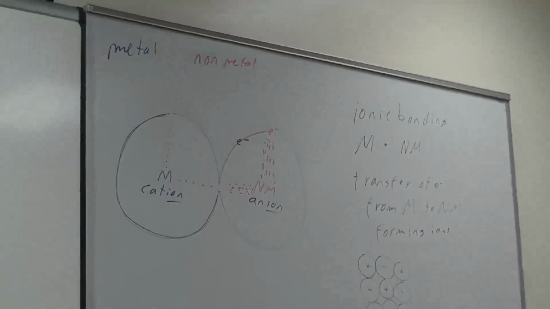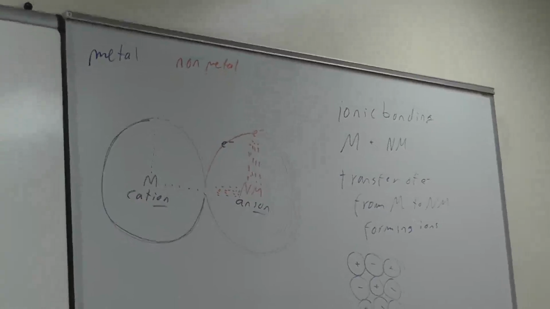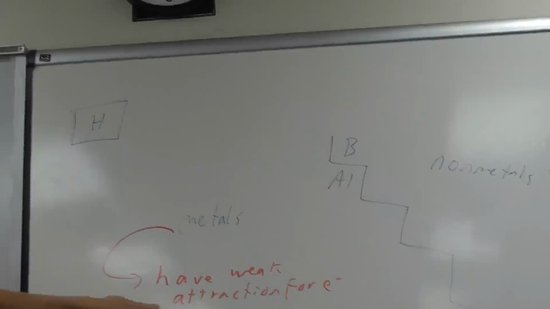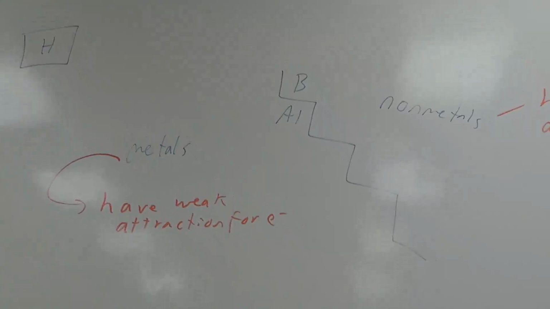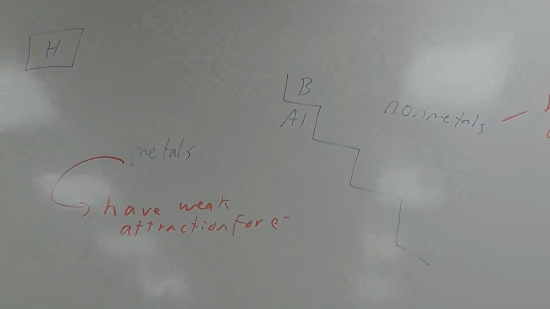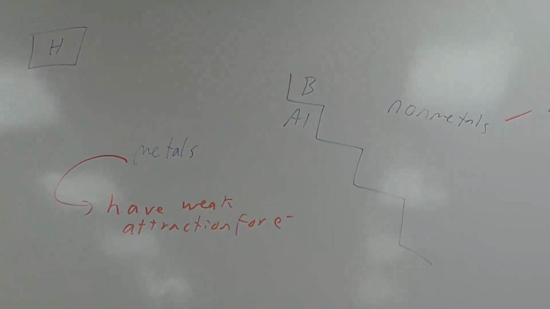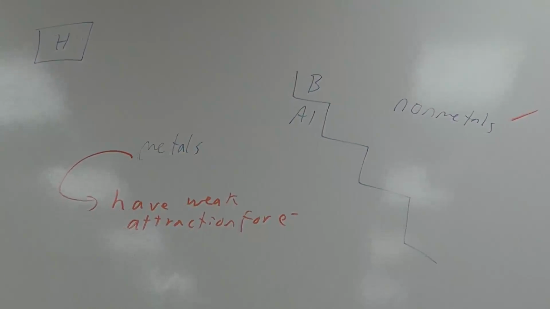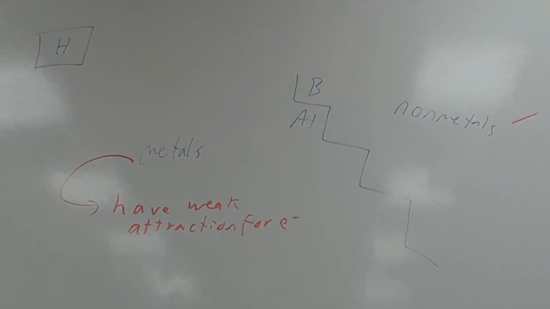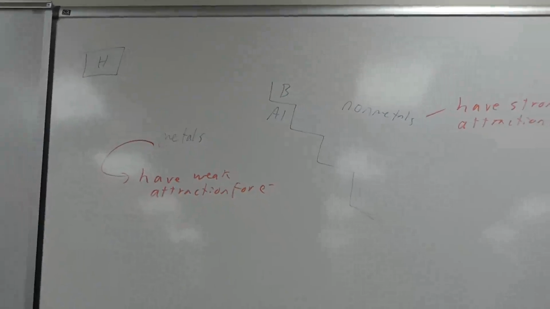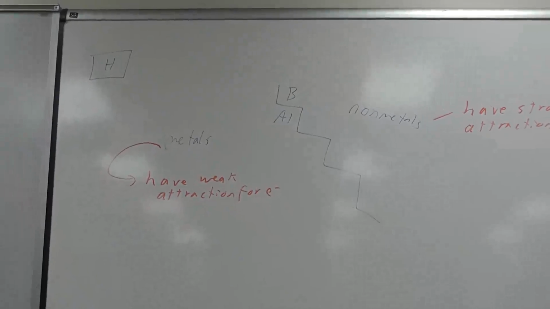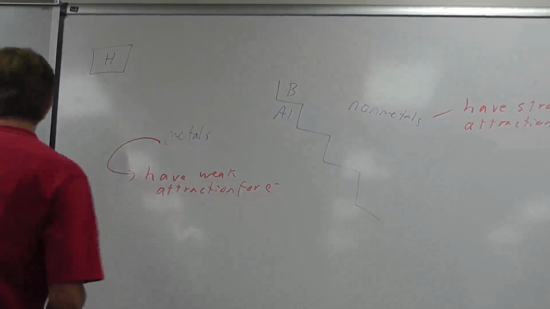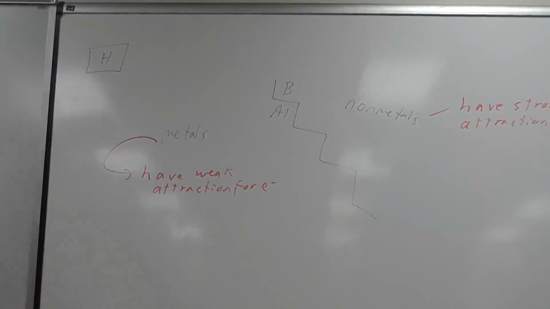And the reason that happens is that disparity in attractive force. Do you see that? Nonmetal has a strong attraction, not only for its own electrons, but everybody else's electrons too. And it'll take them if it can. And in competition with a metal, it can. And that's how you generate those ions. That's the way ionic bonding works.